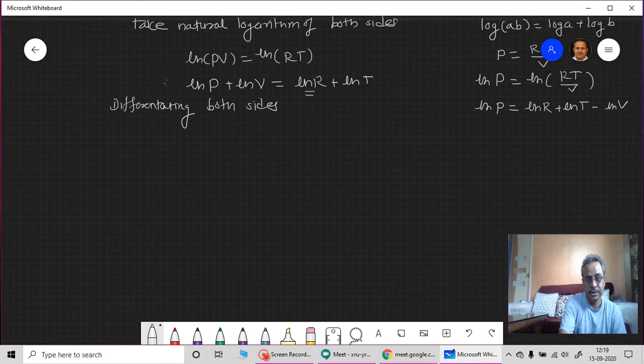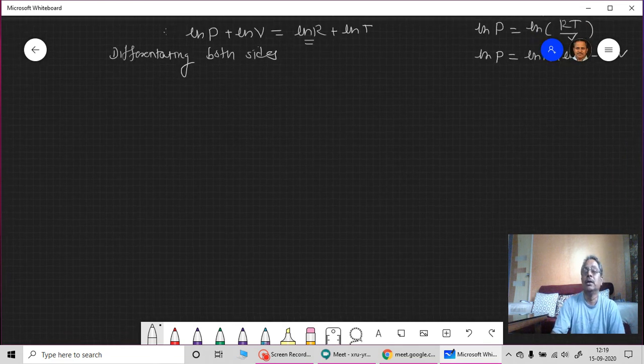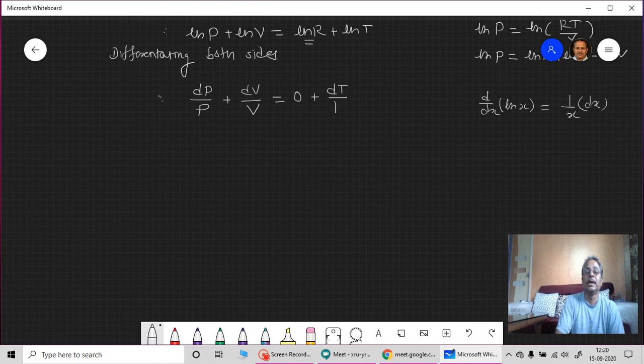Differentiate both sides of this equation and we will get, now I know that the differential d by dx of ln x or log x is equal to 1 upon x times dx. This is the differential of any log quantity. So I can use this formula here: the differential of log P will be dP upon P, change in pressure upon original pressure, plus dV upon V, change in volume upon original volume. As I said, this is constant so it will be 0, and plus this is change in temperature, that is dT upon capital T. So now I can get dP upon P is equal to this term shifted to the right hand side, so this becomes dT upon T minus dV upon V.